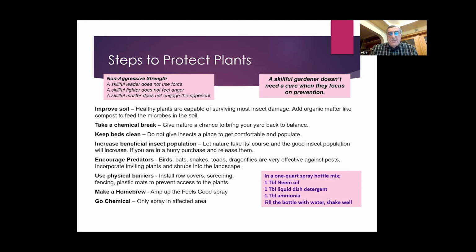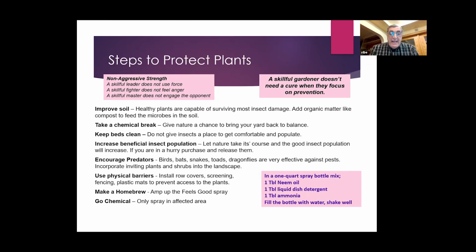Use physical barriers. If you are growing something, especially in the spring, like radishes, any kind of root crop, the spring is when root insects take over. That's when they plant their eggs, and they grow and eat your radishes. Anybody who's growing radishes in the spring knows what I'm talking about. So the only way to protect that without chemicals is to put some kind of netting over it. The same thing with your spinach for leaf miners.